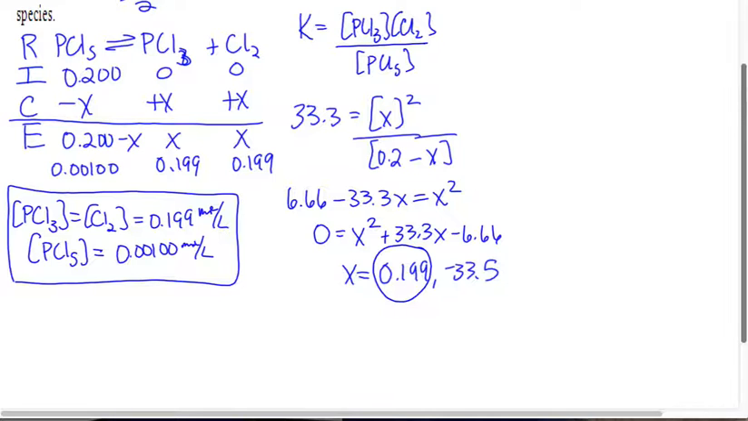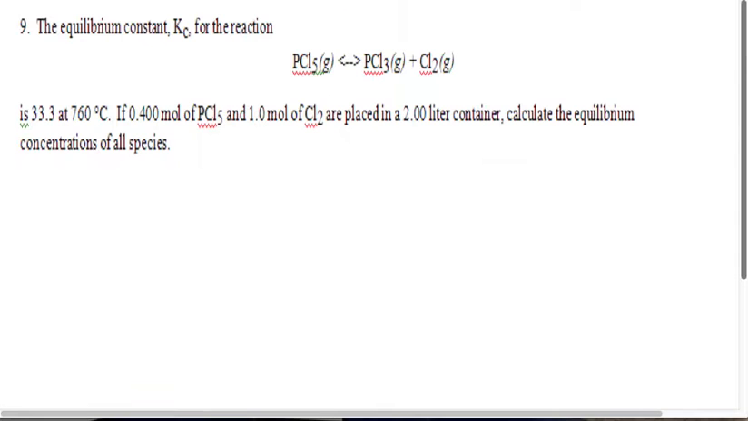All right, last problem. Same system, same K. All that's different here are our initial concentrations. In this one, they're giving us an initial concentration of 0.4, and they're giving us an initial concentration of Cl2 this time. So not much changes, but let's talk about that change.